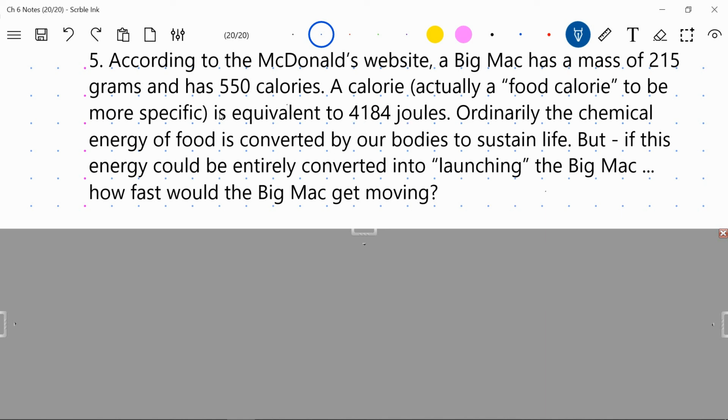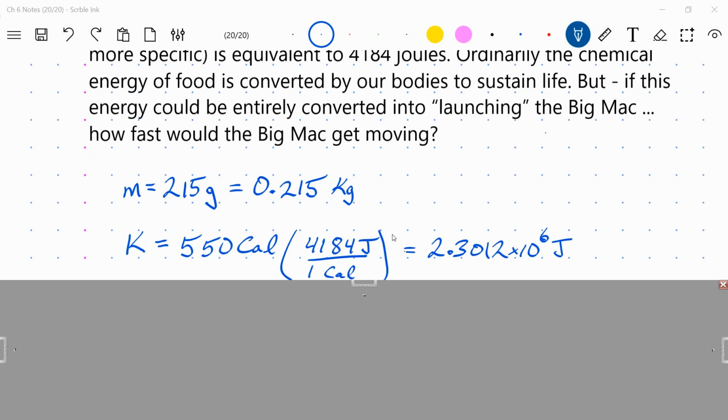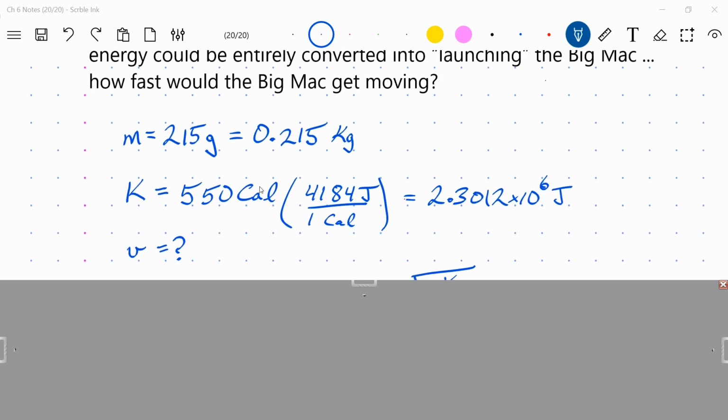So in this question, just a quick hypothetical, if we could somehow convert all of that energy essentially into kinetic energy, that's what I meant by launching the Big Mac. We're going to get this Big Mac moving as quickly as we can, utilizing the 550 calories that it contains. So to solve this problem, we're listing off the mass given in grams, converting it into the equivalent in kilograms, 0.215 kilograms. We basically have the premise that its kinetic energy will be that value of 550 calories.